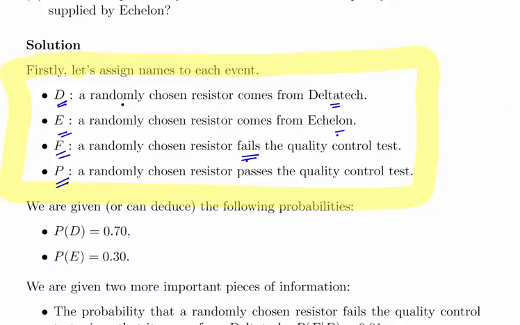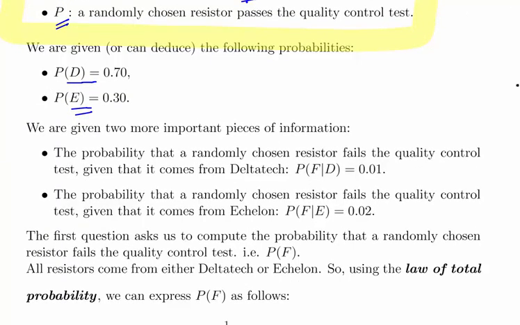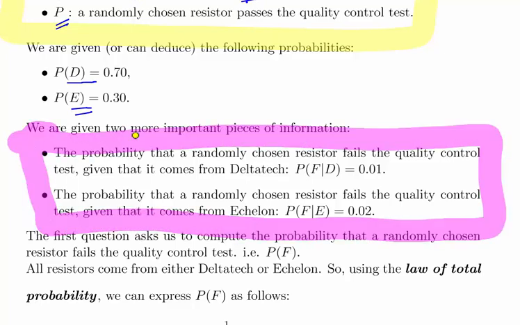Now, a randomly chosen resistor comes from Delta Tech. The probability of that is 70%, and the probability that it comes from Echelon is 30%, 0.70 and 0.30. Now, we're given two more pieces of information, and this is crucial to answering this question. The probability that a randomly chosen resistor fails the quality control test, given that it comes from Delta Tech, is P of F given D, and that is equal to 1%. And likewise F given E, and that is 0.02.